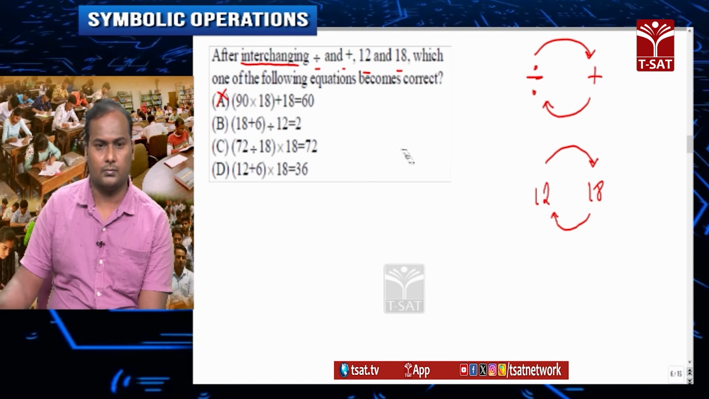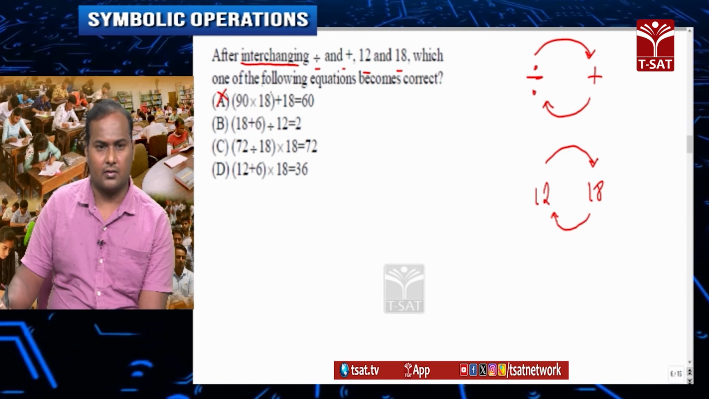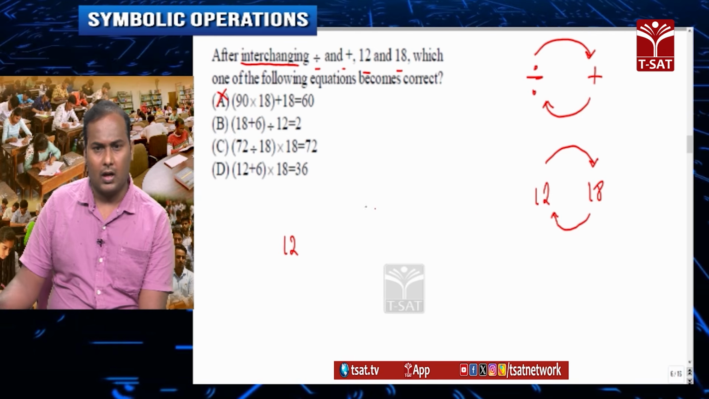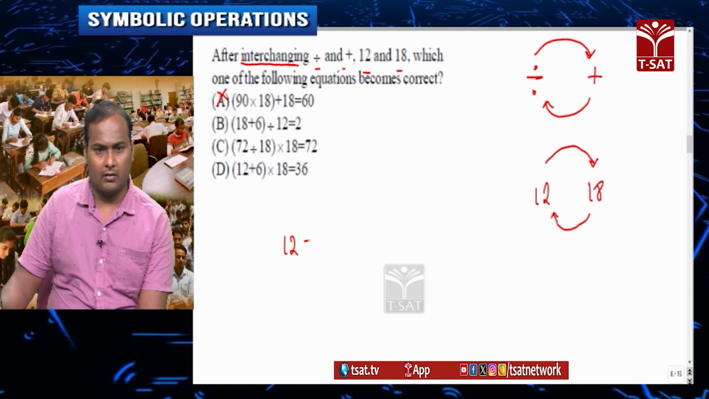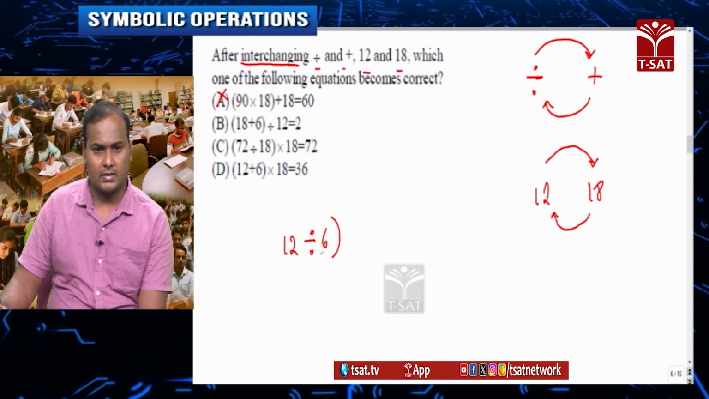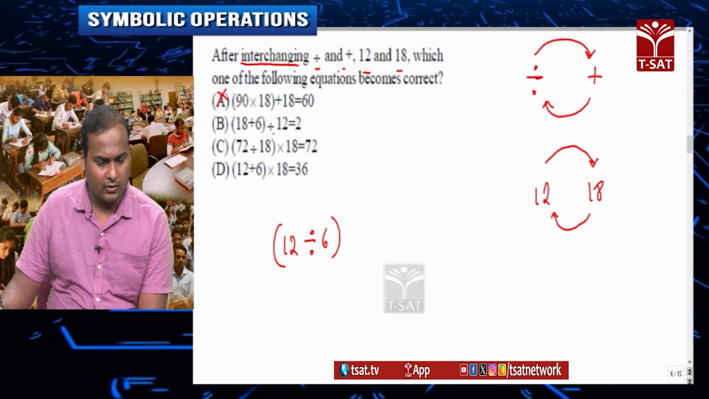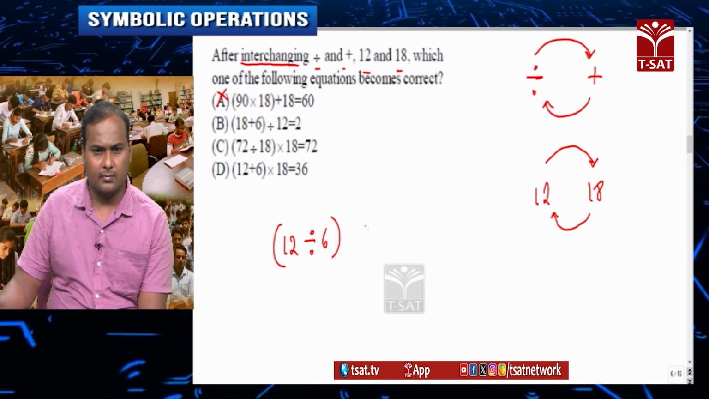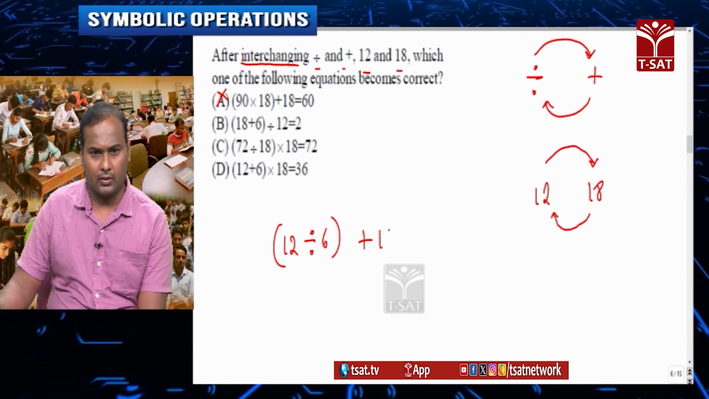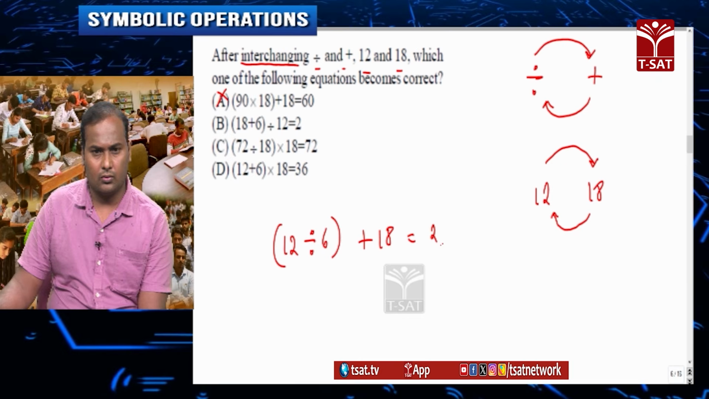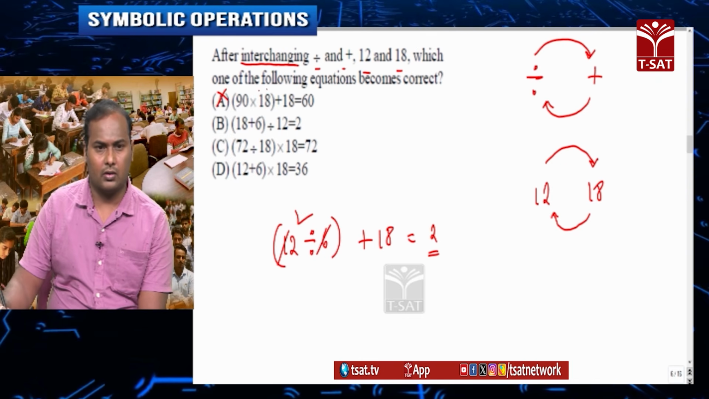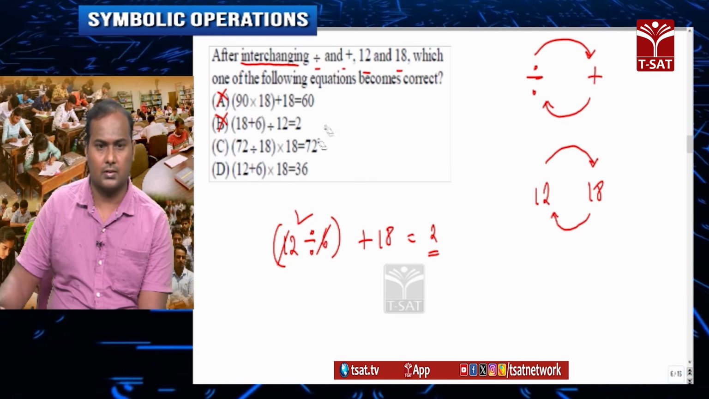Now check with option B. In option B, 18 is there. So wherever you see 18, it will become 12. And wherever you see the plus symbol, it will become division. Then followed by 6. Then wherever you see this division symbol, division means plus here, you have to put plus, and wherever you see 12, in the place of 12 you have to keep 18, and you check whether it is equal to 2 or not. No, this is not equal to 2. So again option B is also not the answer.